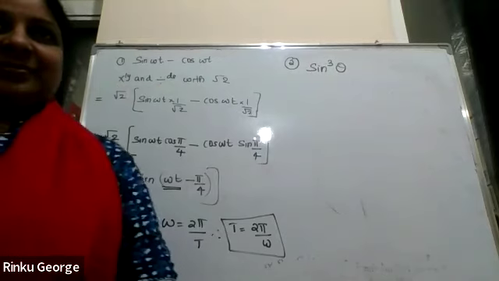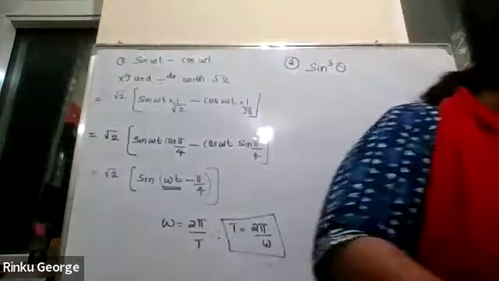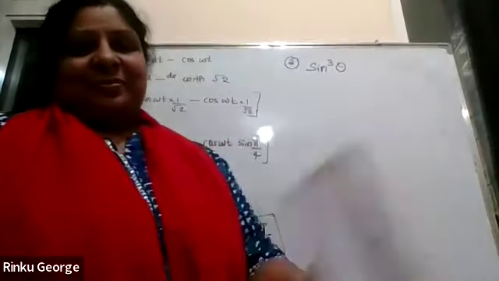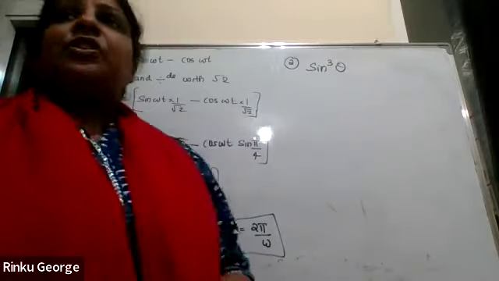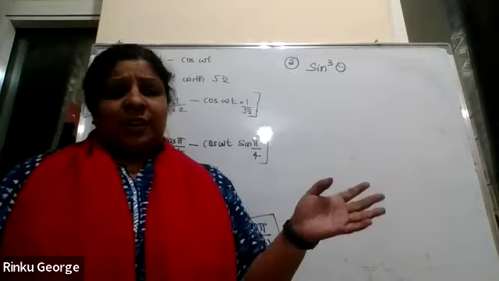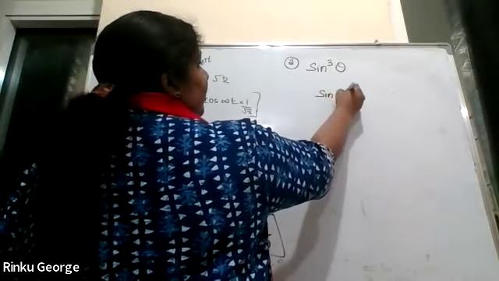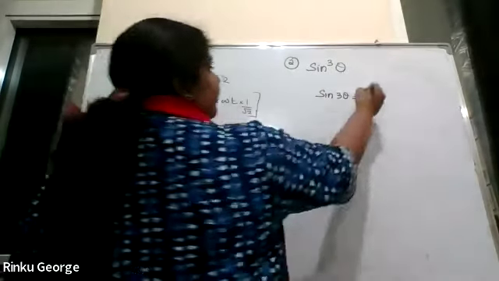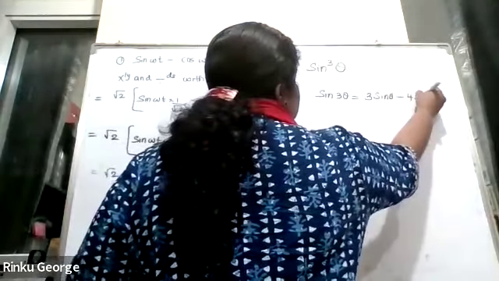4 sine cube theta minus 3... No, it's 3 sine theta minus 4 sine cube theta. It's 4 and 3. Okay. See, non-math students, this is a textbook question, so at least this one you should learn. Whatever is in the textbook only they will ask. So for solving this, you should know what is sine 3 theta. Sine 3 theta is 3 sine theta minus 4 sine cube theta.